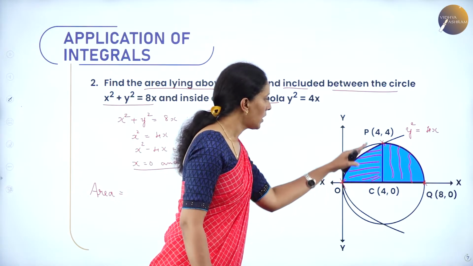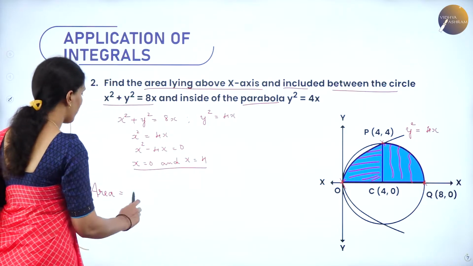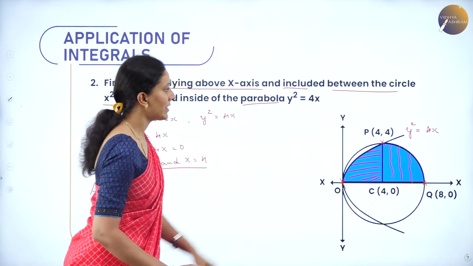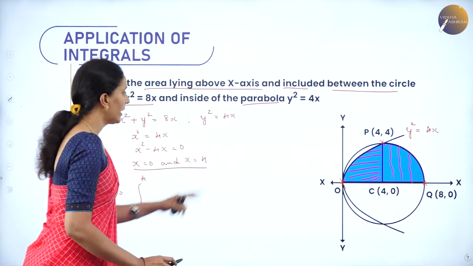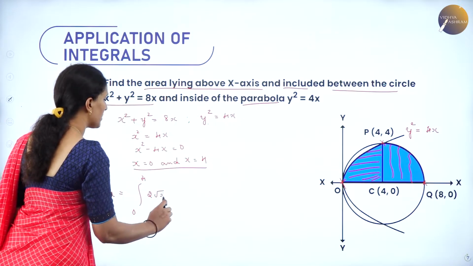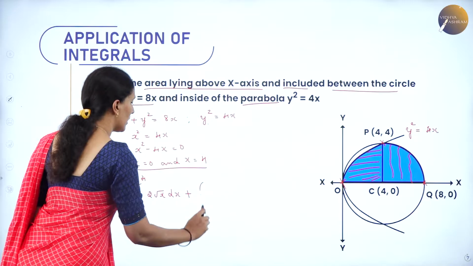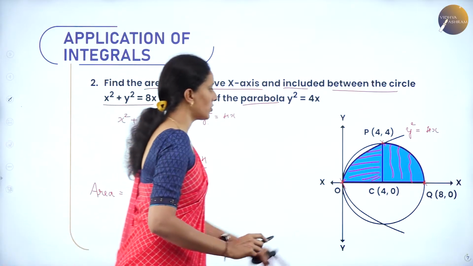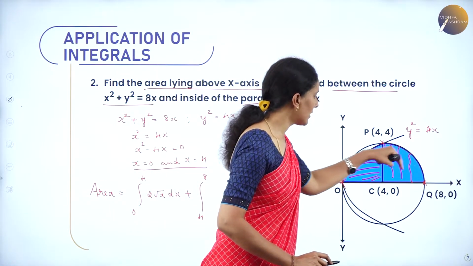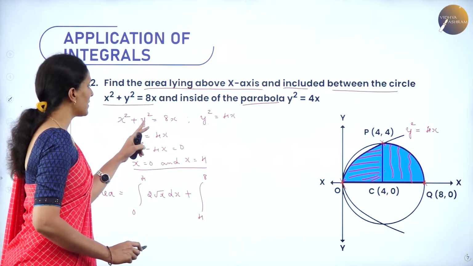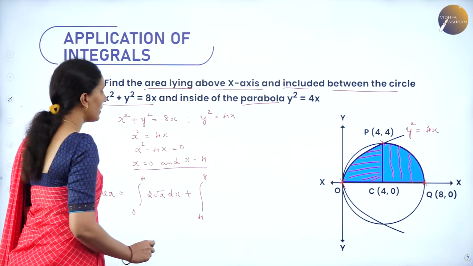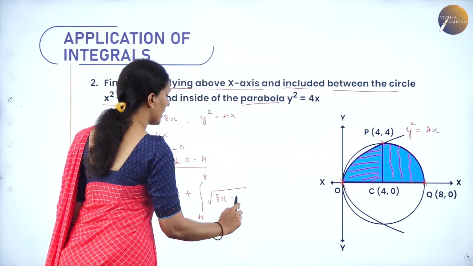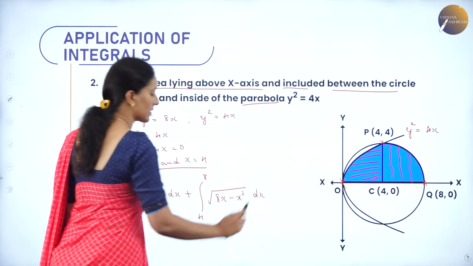So this is the region bounded by the parabola. So therefore here the integral is from 0 to 4. And what is the parabola? We have y square is equal to 4x. But if I need y, it is 2 root x with respect to dx, plus again this region from 4 to 8, and this is the region bounded by the circle, only the circle here. So therefore here we have y square is equal to 8x minus x square. So therefore y becomes square root of 8x minus x square with respect to dx.